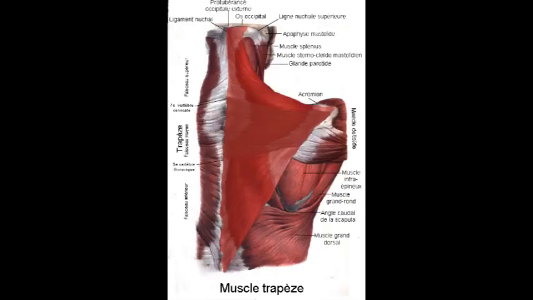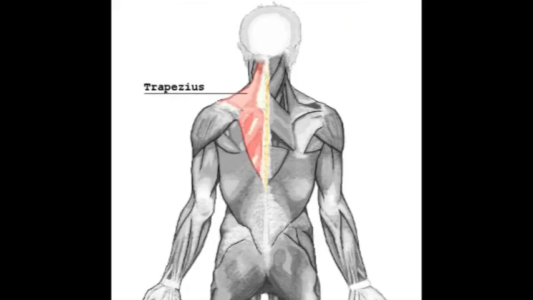The middle fibers, or transverse, of the trapezius arise from the spinous process of the seventh cervical, both in the back of the neck, and the spinous processes of the first, second, and third thoracic vertebrae. They are inserted into the medial margin of the acromion, and into the superior lip of the posterior border of the spine of the scapula.